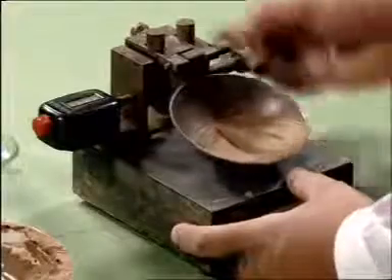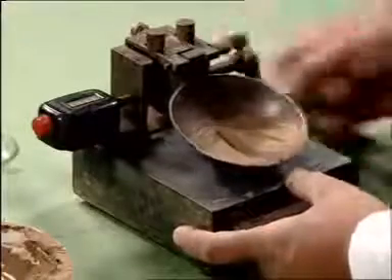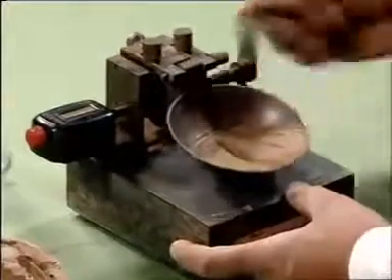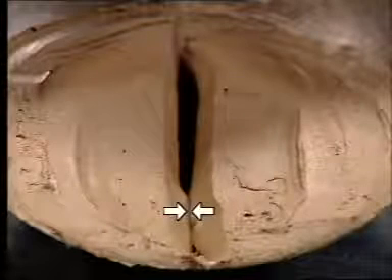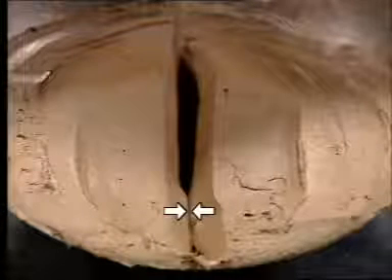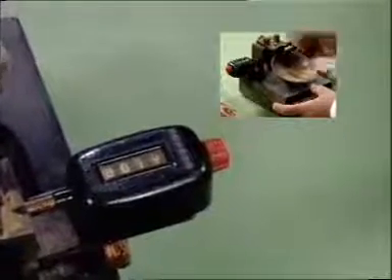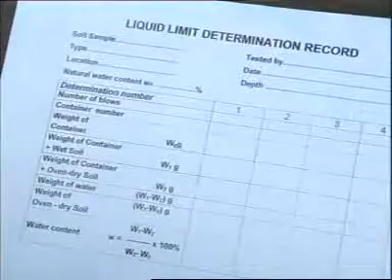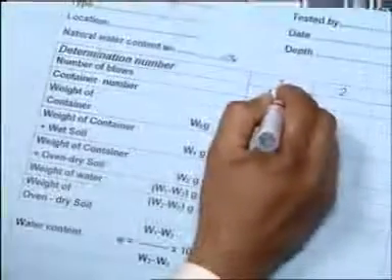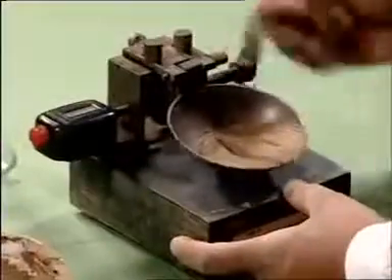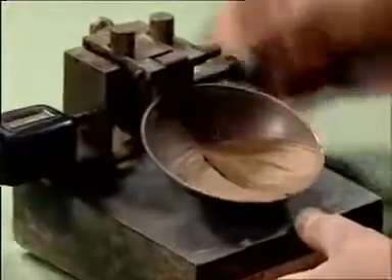Now, lift and drop the cup by rotating the handle at the rate of 2 revolutions per second till the two halves of the soil cake come in contact by flowing and not by sliding, with the bottom of the groove along a distance of about 12 millimeter. Count the number of blows required and record the reading in the proforma. Ensure that the number of blows ranges between 15 to 35.